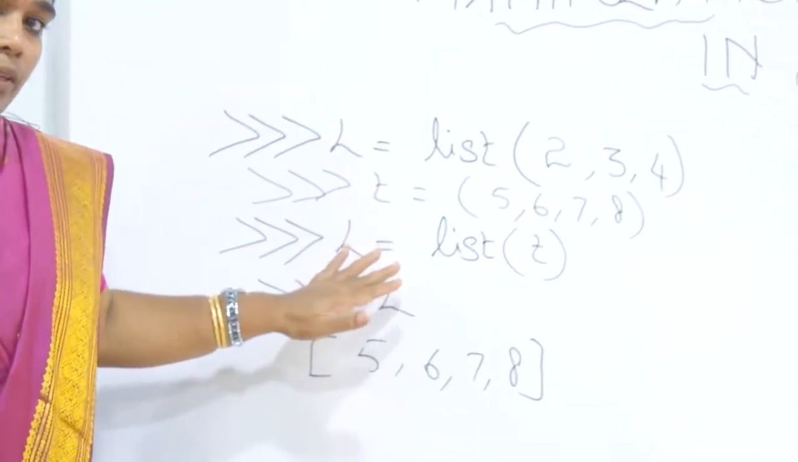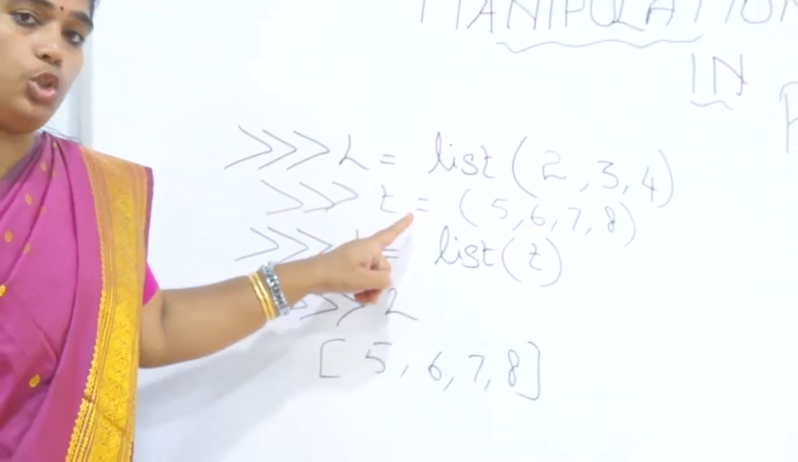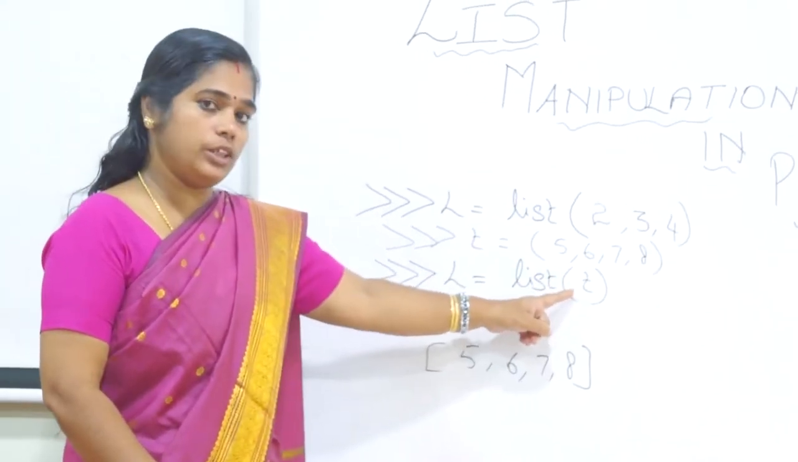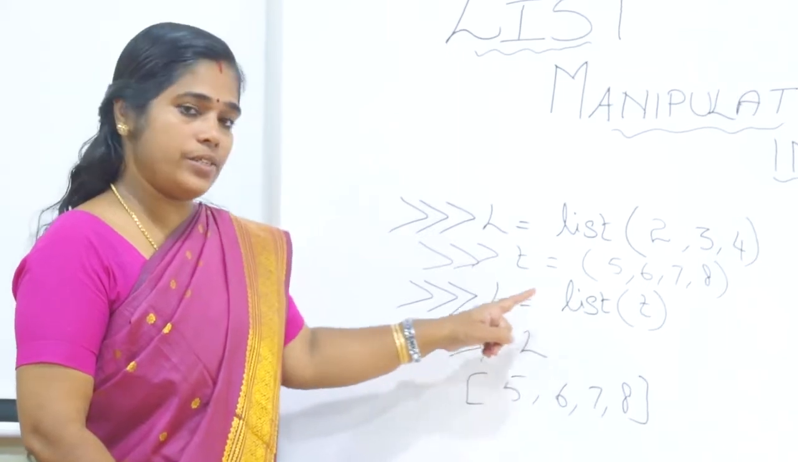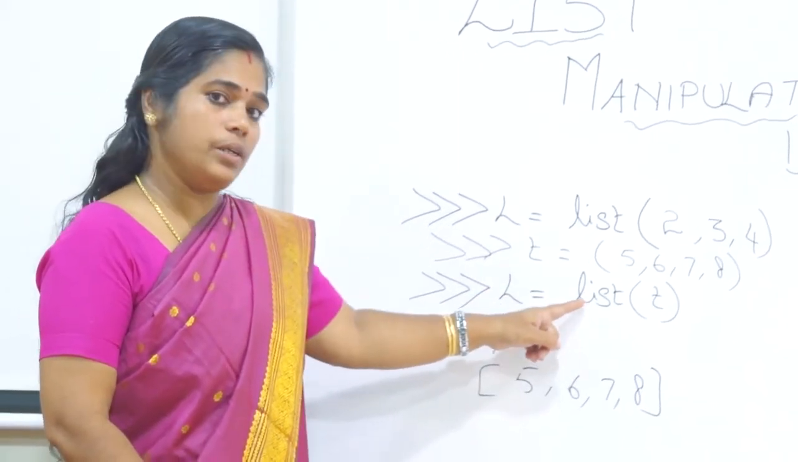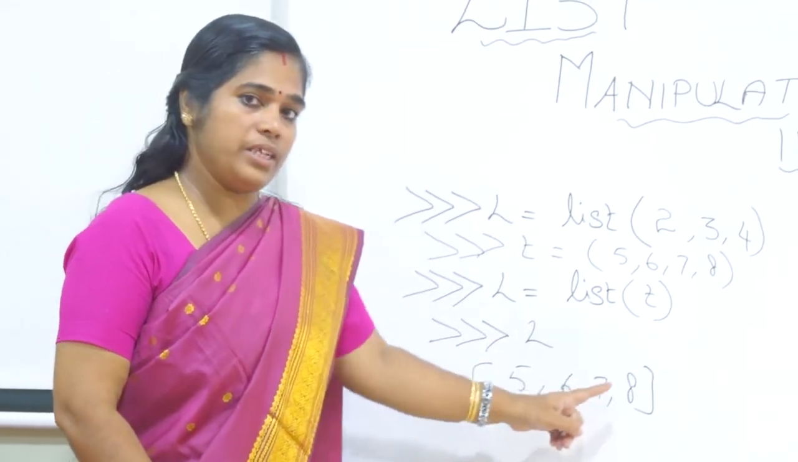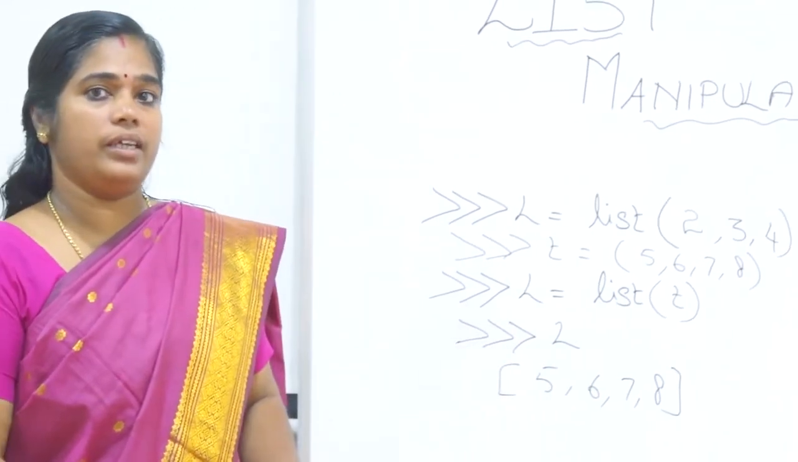In this example, you can see T is a tuple with 4 elements. Now we are transferring the tuple into a list by using the list built-in data type. So L consists of 4 elements: 5, 6, 7 and then 8.